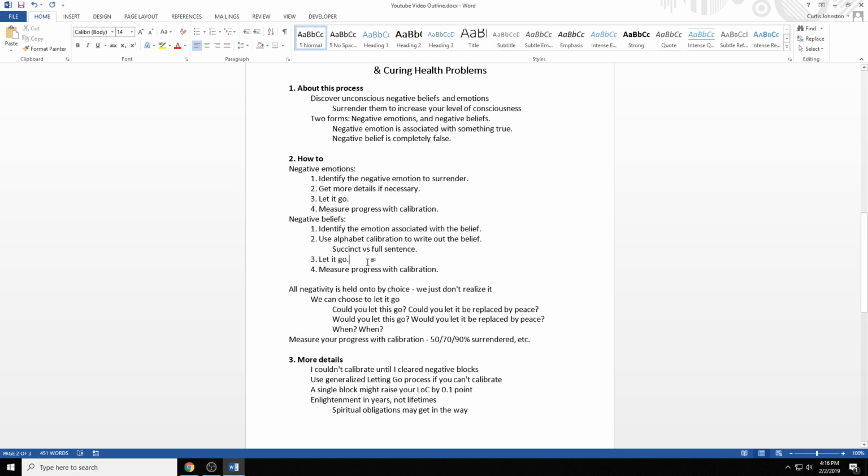But whatever letting go process works for you, what really matters is the intention. You need to intend to surrender your choice of feeling the negativity. Remember, all negativity is held onto by choice. We just don't realize it. And interestingly enough, I didn't write this out, but what this means is that all suffering is actually by choice. We just don't realize that we're choosing to suffer.